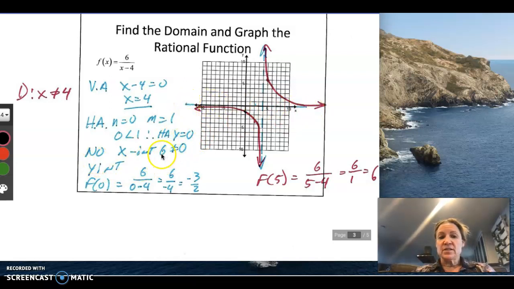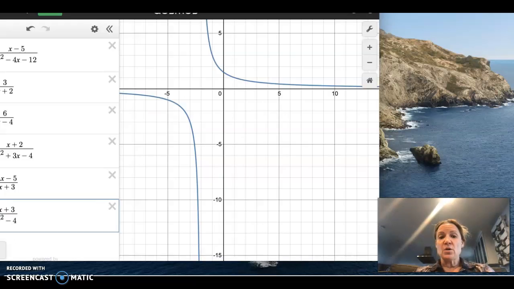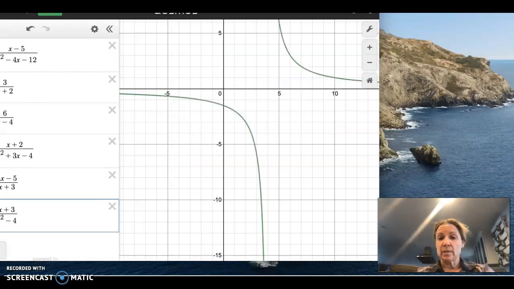There's no x-intercept because 6 does not equal 0. And to find the y-intercept, we plug in 0. So 6 over 0 minus 4 is 6 over negative 4, which is negative 3/2. It's about right there. Okay. And if you want to plug it in Desmos, you just type it in. There it is in green. Okay.